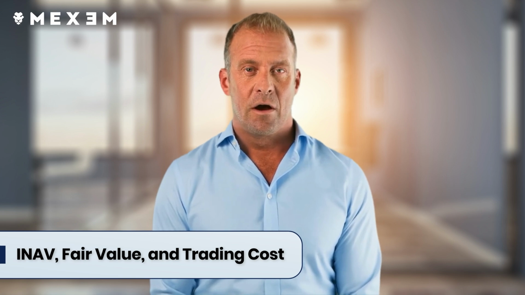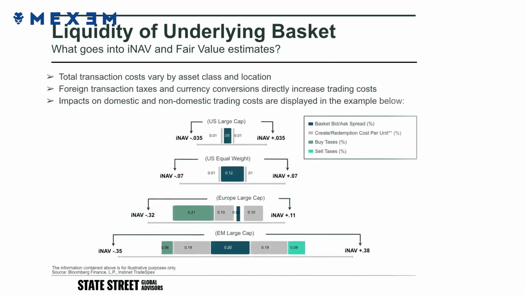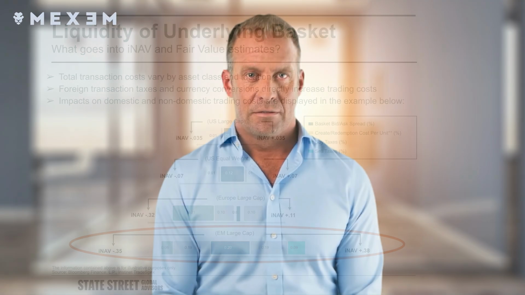INAV, fair value, and trading costs. ETF pricing reflects a combination of factors, primarily the indicative net asset value, INAV, and the cost of trading the underlying securities. For U.S. large-cap securities, basket trading costs dominate. However, as we move to mid- and small-cap or equal-weight indices, liquidity constraints can result in higher trading costs. Additional expenses, like transaction taxes and currency-related costs, become relevant for international securities, such as European large-cap stocks. Emerging market, EM, large-cap securities often have higher transaction costs, leading to wider bid-ask spreads and arbitrage bands.